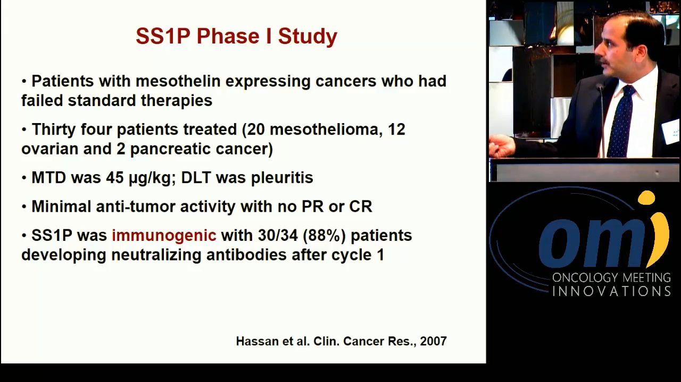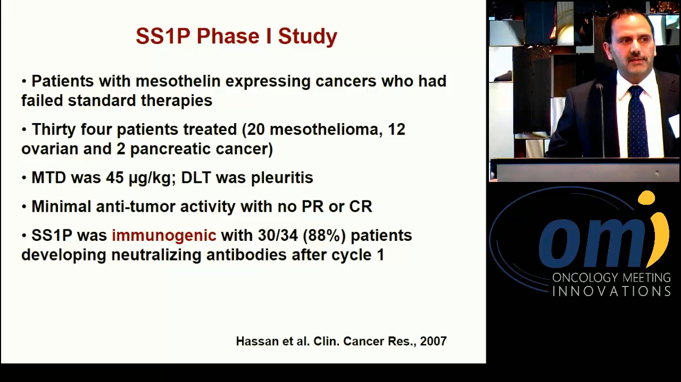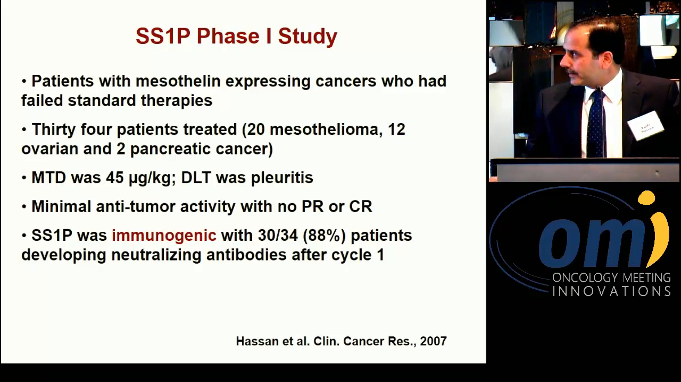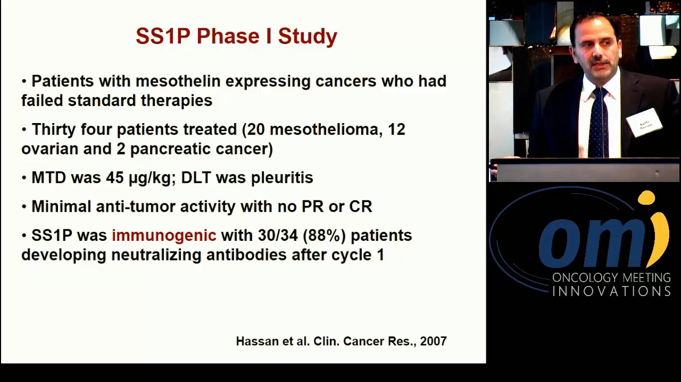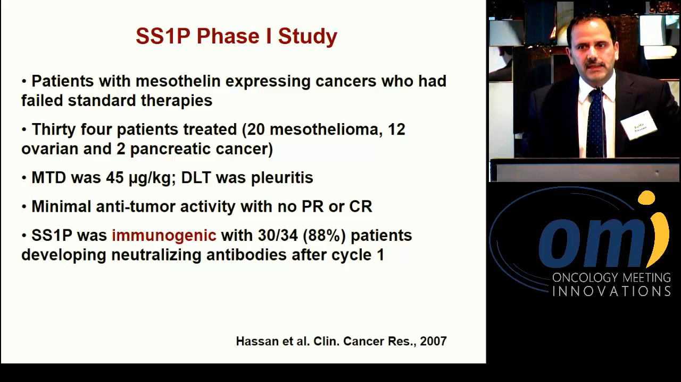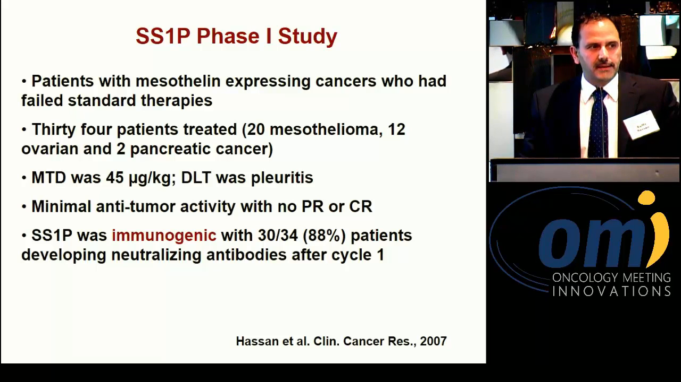We treated 34 patients on this study. We established the maximum tolerated dose, and the dose-limiting toxicity, as we expected, was pleuritis because mesothelin is present on normal pleural cells, but we did not see any pericarditis, which was very important. However, this was a negative trial because there was no anti-tumor activity. The principal reason that it was a negative trial was that the drug was immunogenic. Most patients developed antibodies after just one cycle of therapy.